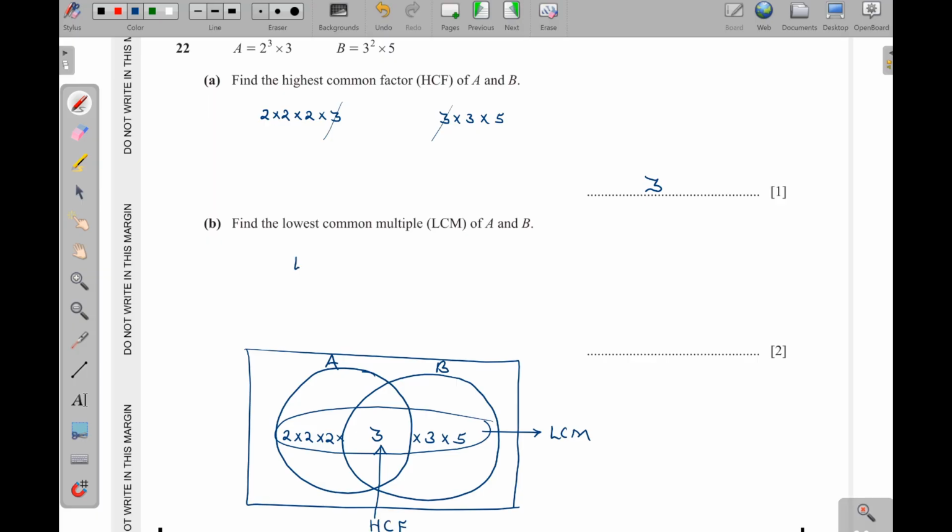So LCM here is going to be 2 times 2 times 2 times 3, because when we draw a table, we are dividing all those numbers until they become 1. So you divide until this one is gone, and also for B. So using the Venn diagram, that is what we can get. Then this side we have a 3, then times what? A 5. So already this one here is the A, which is 24, right? 24 then times 15.